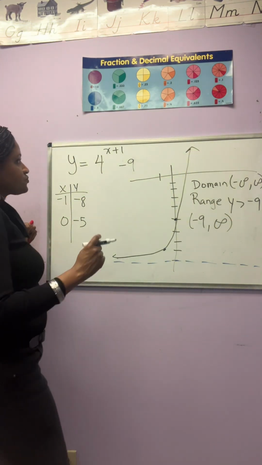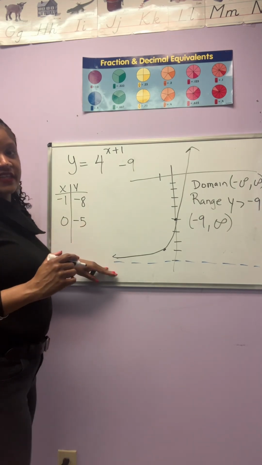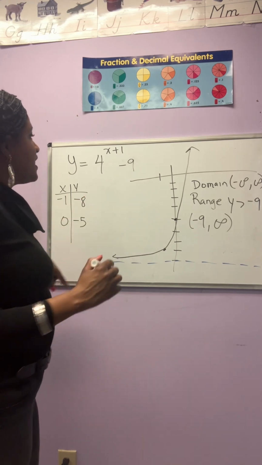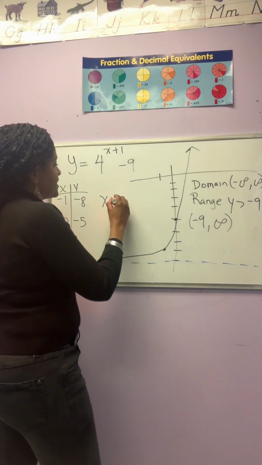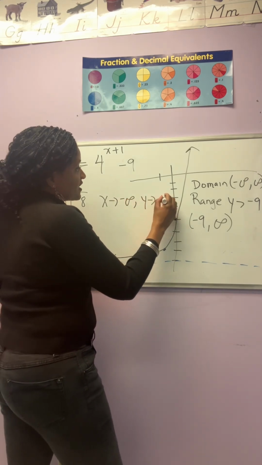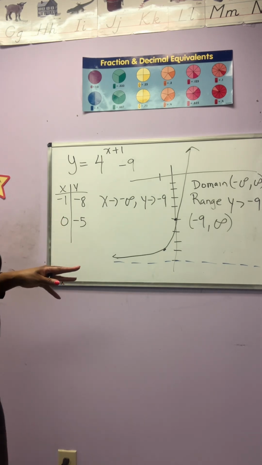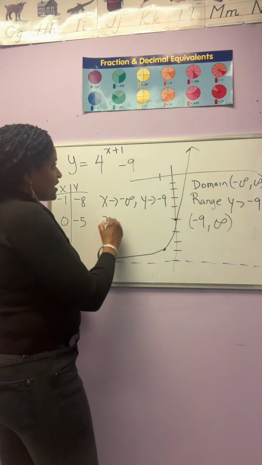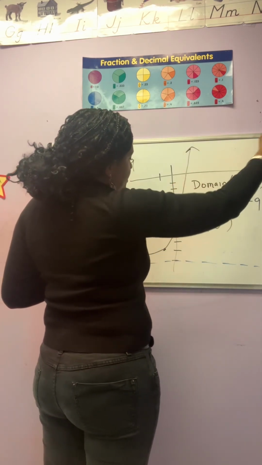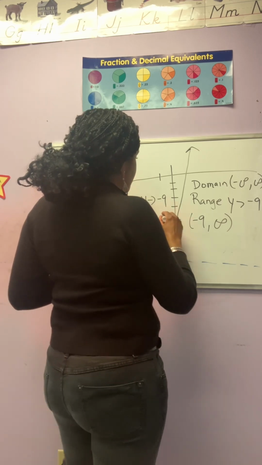And end behavior. When this graph is in negative infinity, like you see negative 1, negative 2, negative 3, negative 4, negative 5, as x reaches negative infinity, y reaches negative 9. It's getting ever so close to negative 9, but never touching. And on the other side, as x reaches positive infinity, so we have 1, 2, 3, and it keeps going, y also reaches positive infinity.